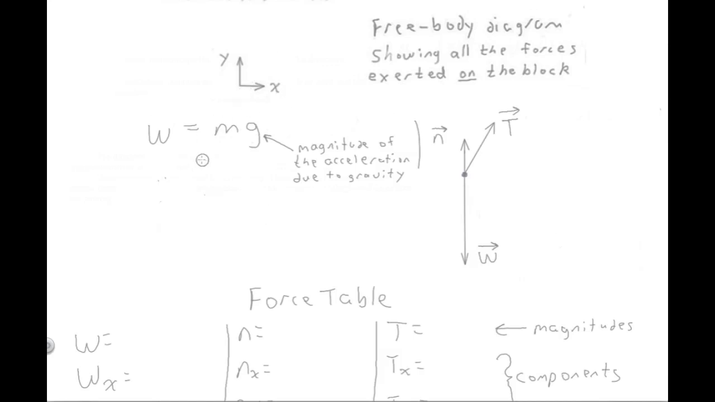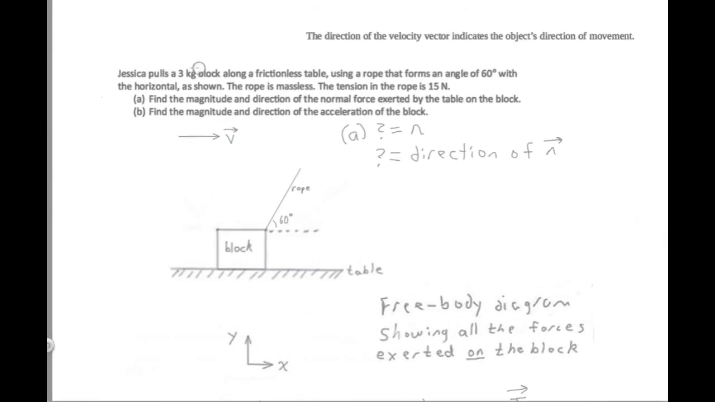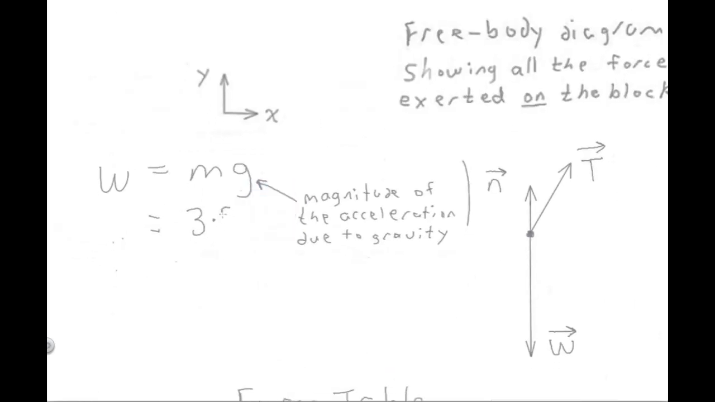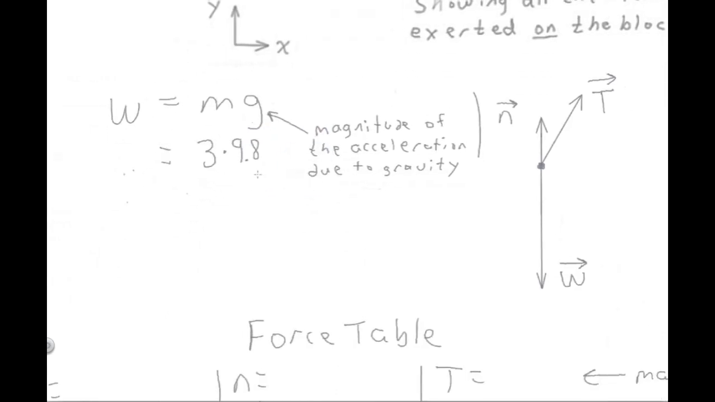Let's start plugging into this formula for this problem. What can we plug in for the mass? The mass was 3 kilograms. What do we plug in for little g? Well, you should know that little g near the surface of the Earth for the problems we'll be working on is 9.8 meters per second squared. So I'll plug in the number 9.8.